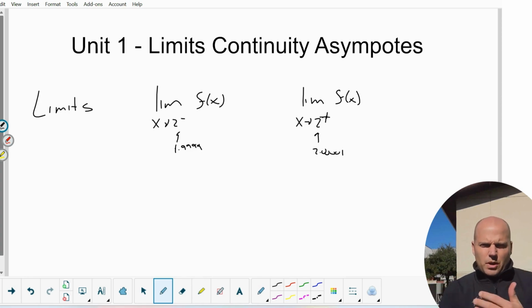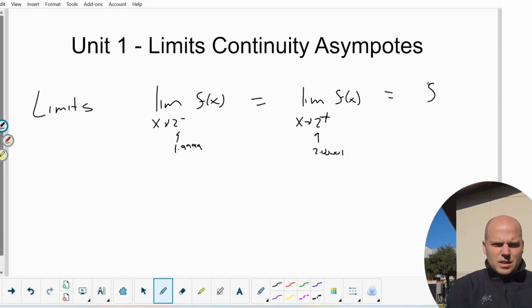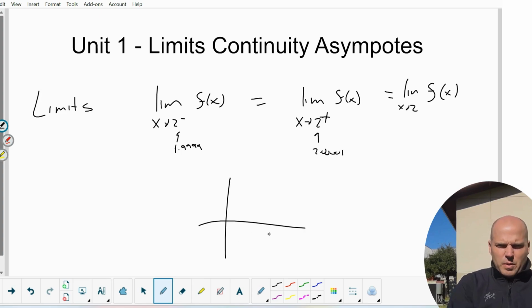We're just going to make sure we plug it in or look at the right thing. And if this equals this, then we say the limit exists for 2 in general, where we don't have a letter. So don't have a plus or a minus.